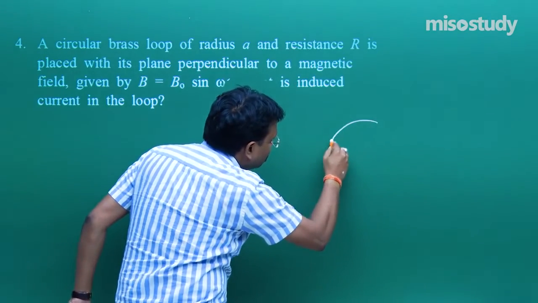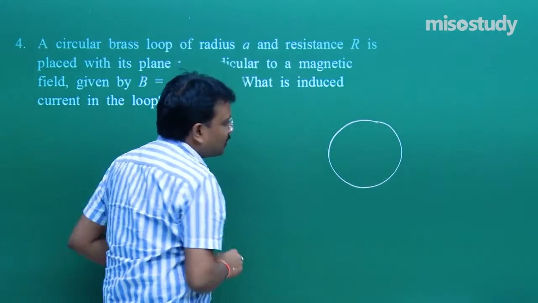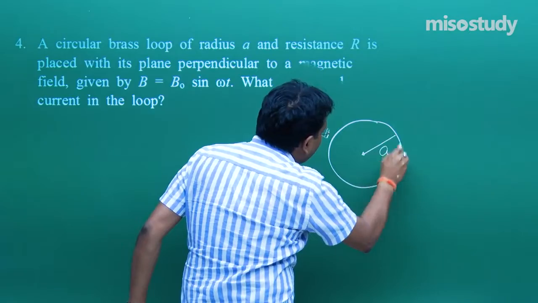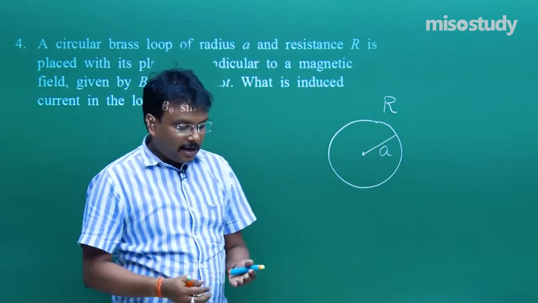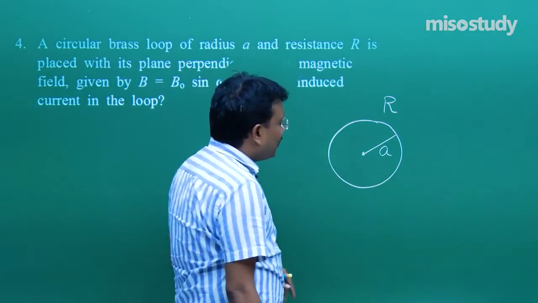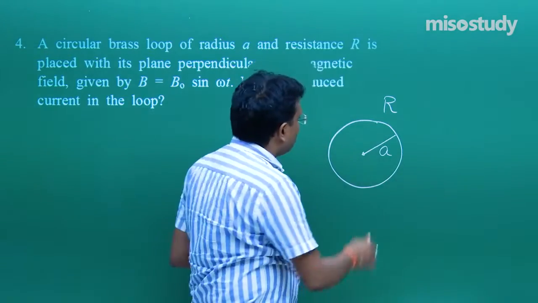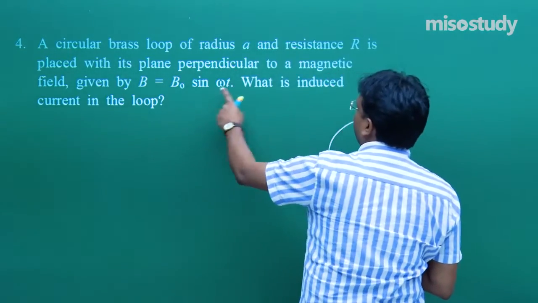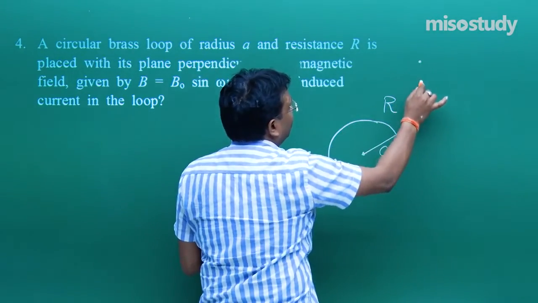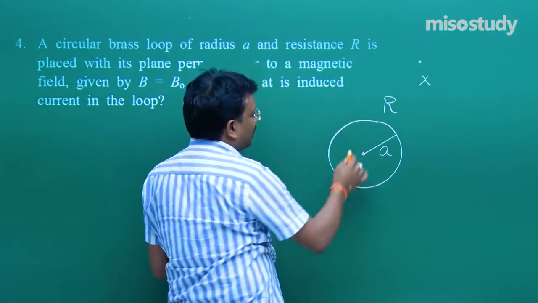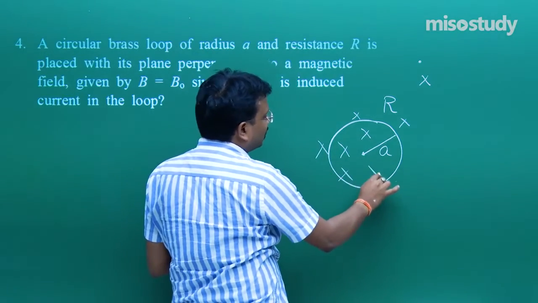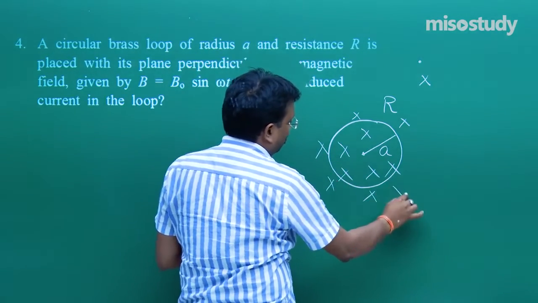Now, let us draw the diagram. So, just take a look. This is a circular brass loop and radius is A and resistance is R. I am observing it from the top. Fine. Okay. Now, magnetic field is perpendicular. As it is not mentioned which way the field points, it is your liberty. Either you can put the magnetic field like this or like this. So, let us say magnetic field is like this.